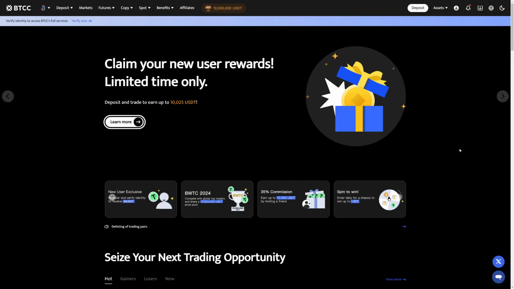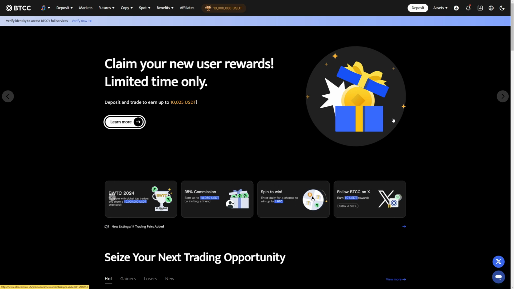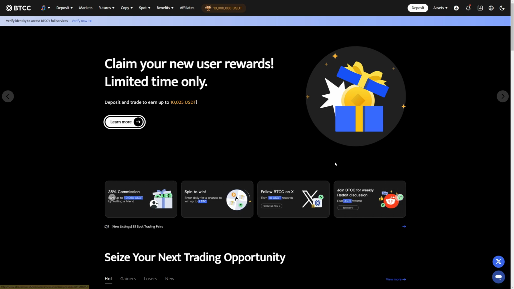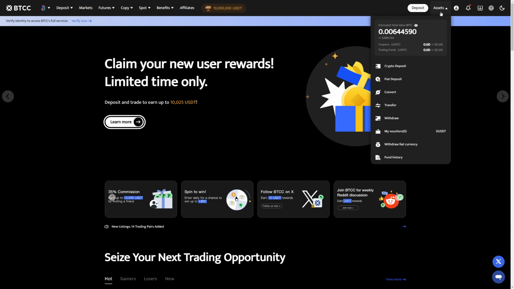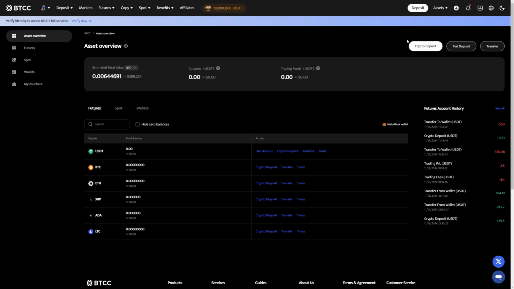After creating your new BTCC account, you can jump right into BTCC copy trading. Of course, we first need some funds in the right wallet. We need to get the funds into the futures wallet, so let's do this together right now. Let's go to our asset section right here in the top right corner. I click on this, and now we are in the asset overview. Now we want to get the assets into the futures wallet.